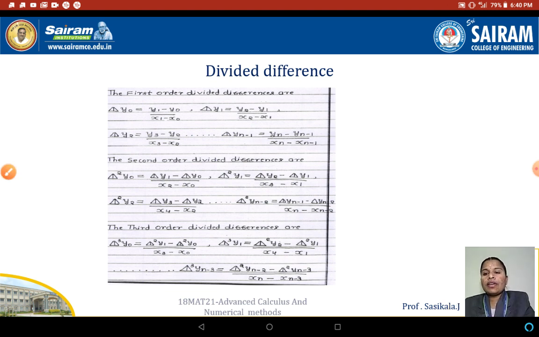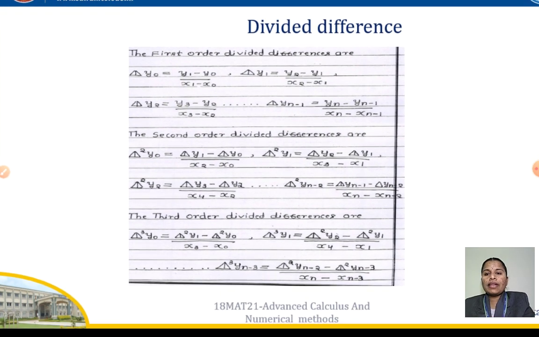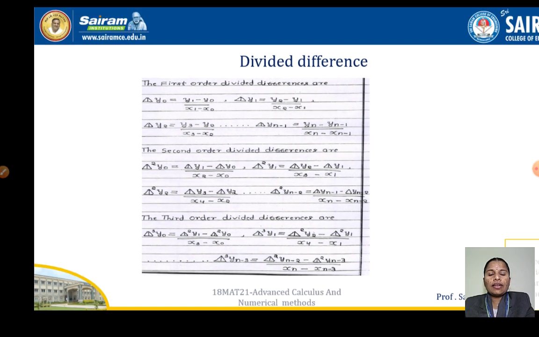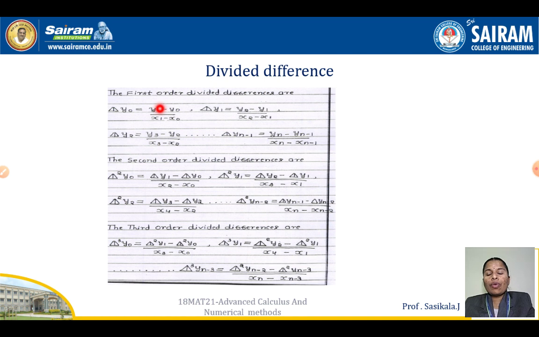The difference del y naught is equal to y1 minus y naught by x1 minus x naught. The numerator is the same as what we did in the interpolation difference formula with equal intervals, y1 minus y naught, but the denominator is x1 minus x naught. We are taking the difference of the x terms also. Similarly, the second and third values fill the column.